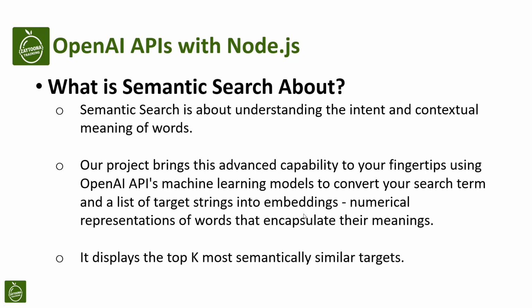What is semantic search about? Semantic search is about understanding the intent and contextual meaning of words. Our project brings this advanced capability to your fingertips using OpenAI API's machine learning models to convert your search term and a list of target strings into embeddings, numerical representations of words that encapsulate their meanings. It then displays the top k most semantically similar targets, which are the closest embeddings.